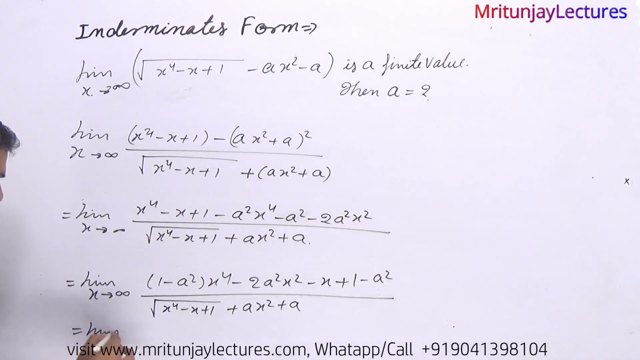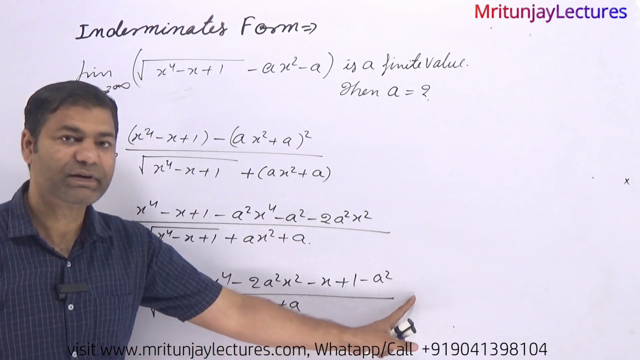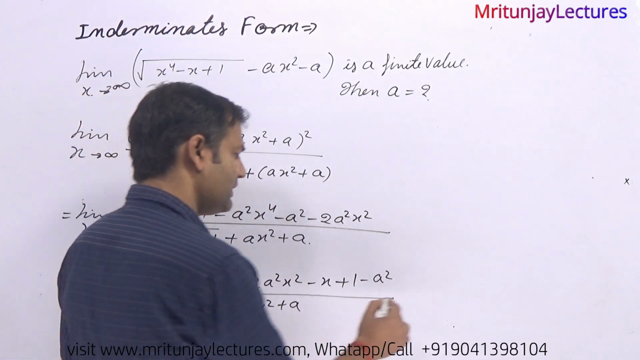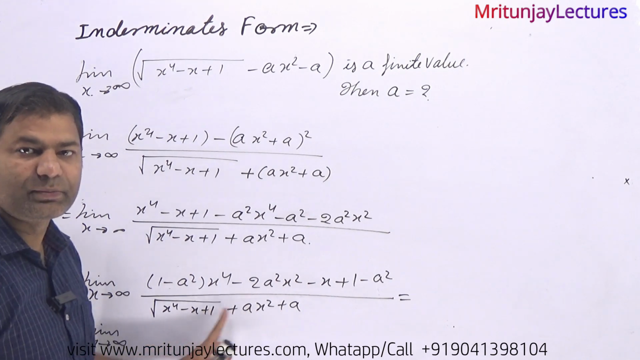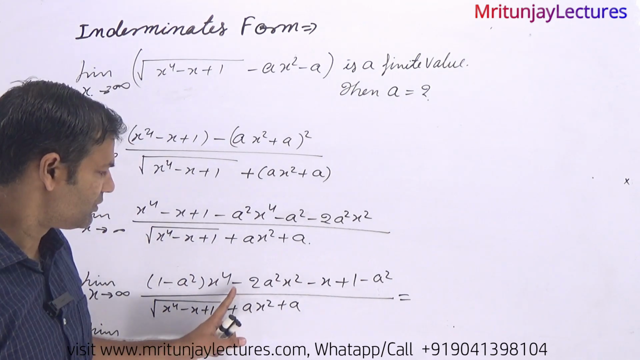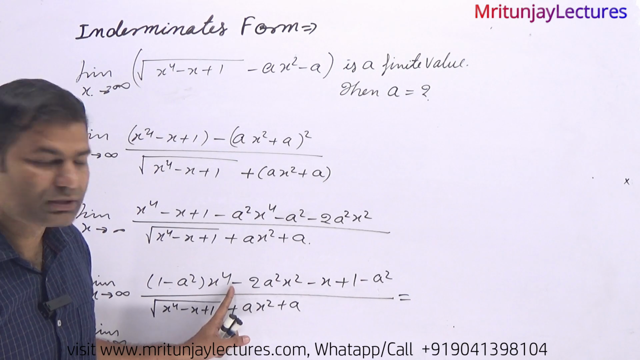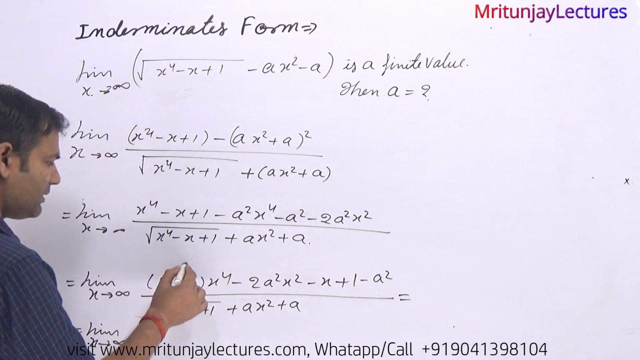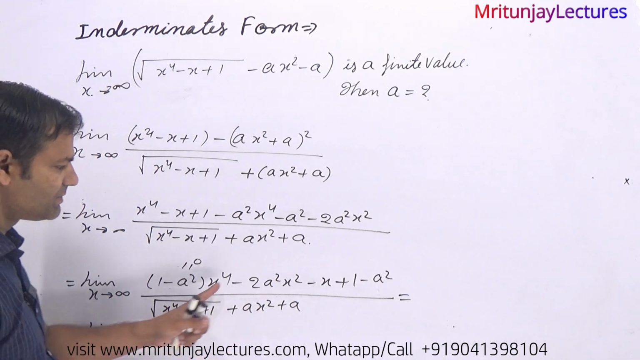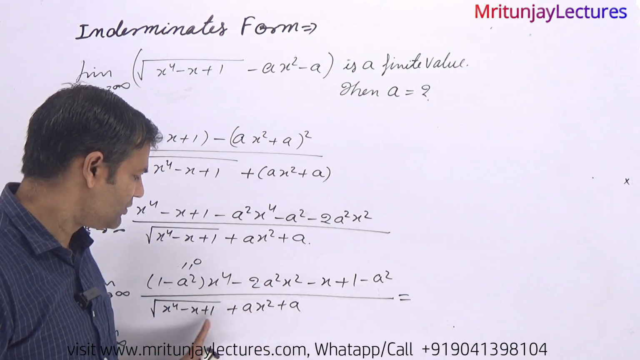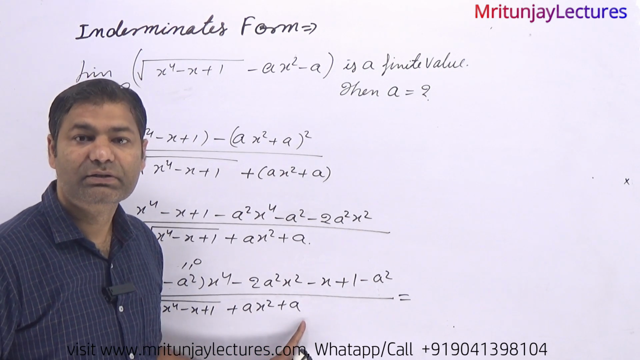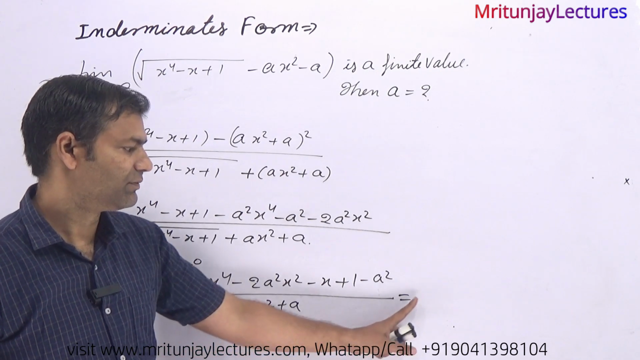Now limit x tends to infinity. This one is a finite value. A finite value exists if the denominator's highest power is x square and the numerator's highest power is x power 4. If the x power 4 term is 0, then the numerator's highest power is x square and the denominator's highest power is x square. Clear? Then we get a finite value.